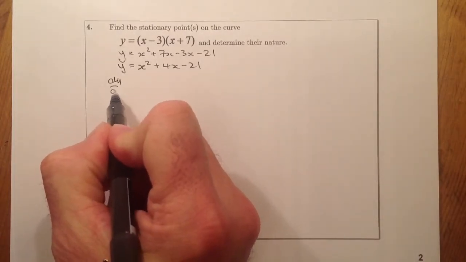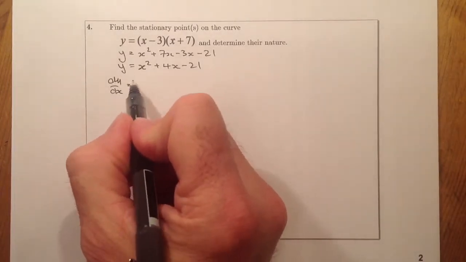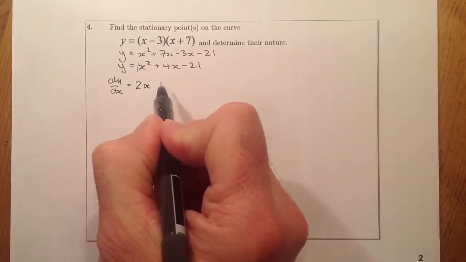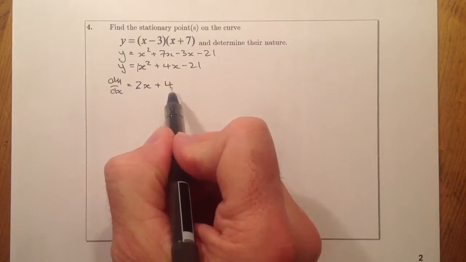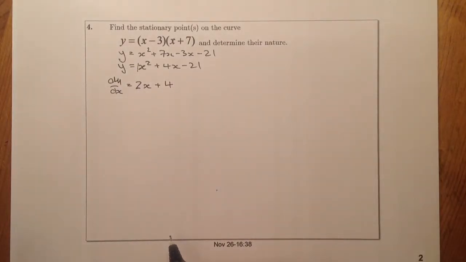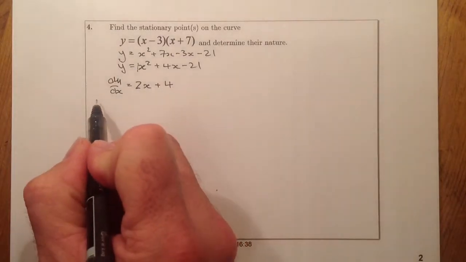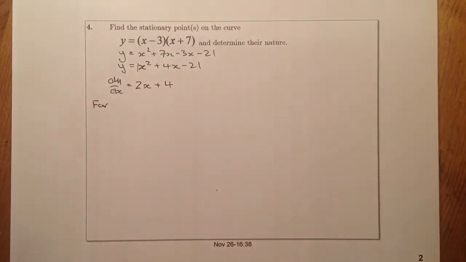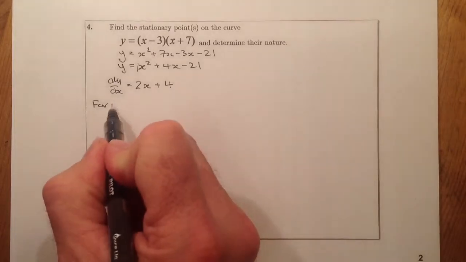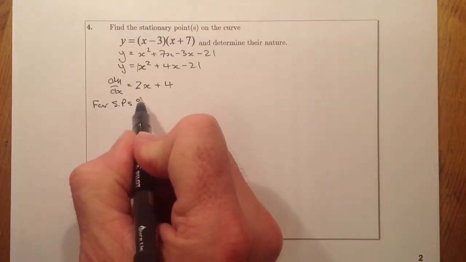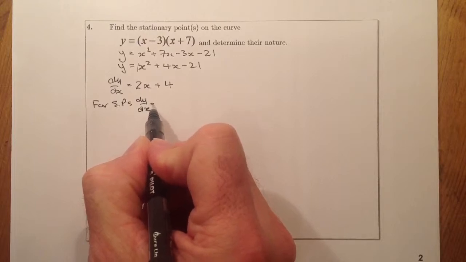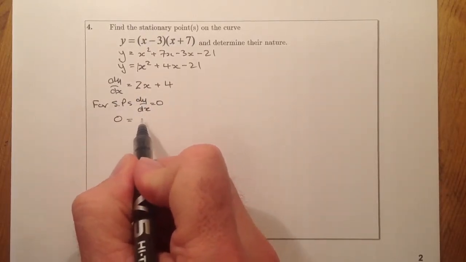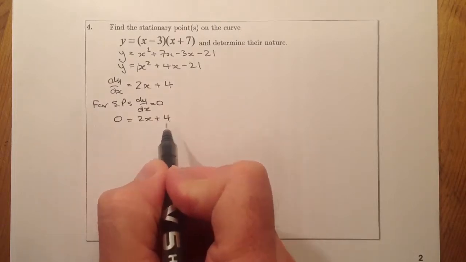So dy by dx is going to be equal to 2 times the coefficient at the front, which is a 1, so that will be 2x, plus 4. Okay, that's that differentiated. Remember what I said we would do? We would then set dy by dx equal to 0. So for stationary points, dy by dx equals 0. So putting 0 in where dy by dx is, that equals 2x plus 4.